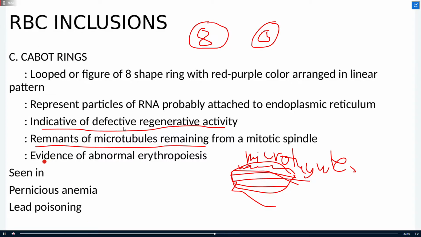It is an evidence of abnormal erythropoiesis. Can be seen in pernicious anemia and lead poisoning. So remember, class, lead poisoning can be toxic to your nucleus.